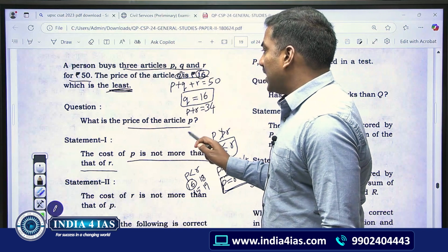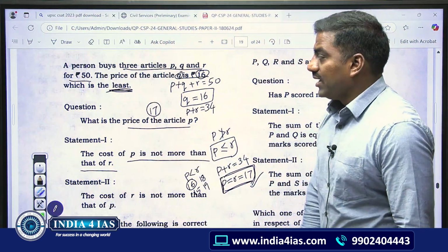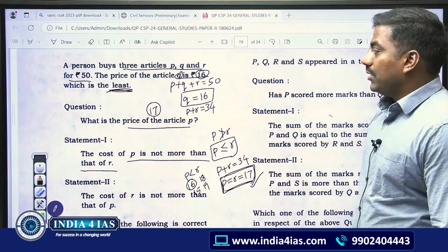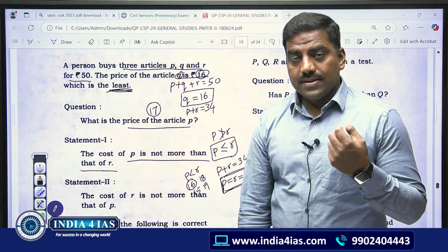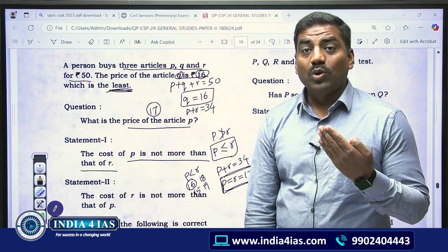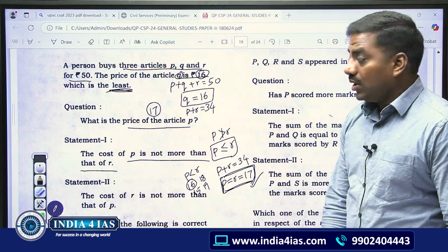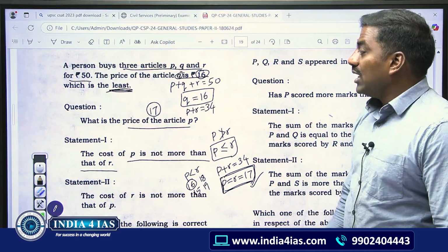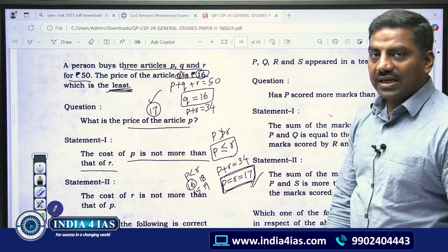What is the price of the article P? It should be 17. Price of the article should be 17 because Q is the least. Even the price of R is 17. So P and R are 17, Q is 16. This is the conclusion for statement 1 alone. So if we have statement 1 alone, we can get the answer as 17.